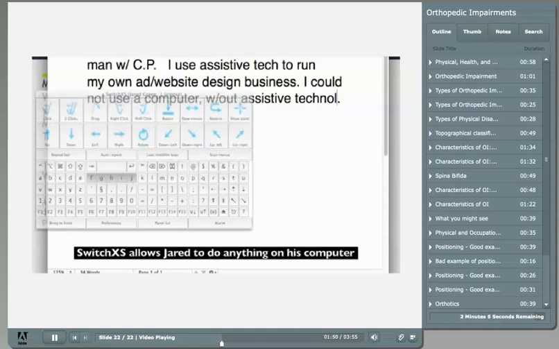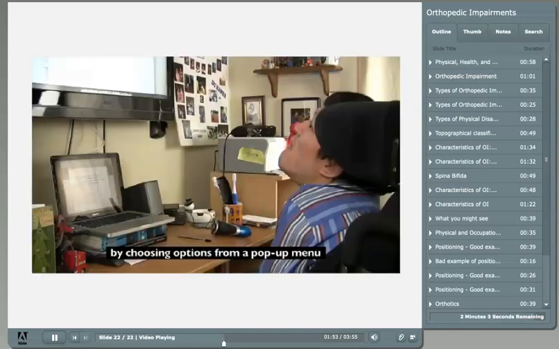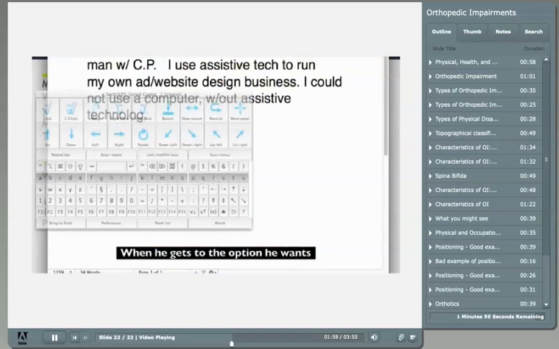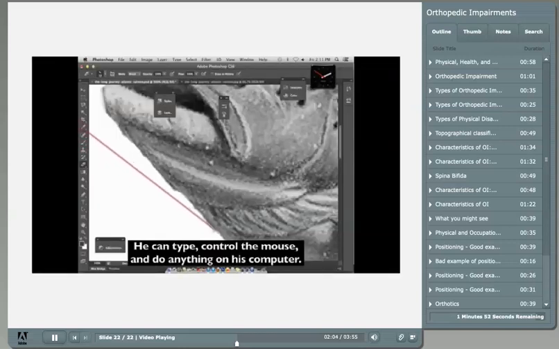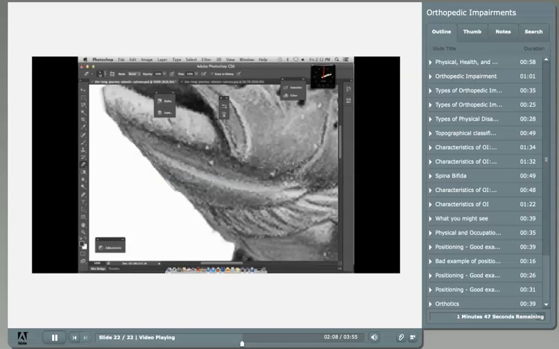SwitchXS allows Jared to do anything on his computer by choosing options from a pop-up menu that scans through several choices. When he gets to the option he wants, he then uses his sip and puff to make the selection. He can type, control the mouse, and do anything on his computer.